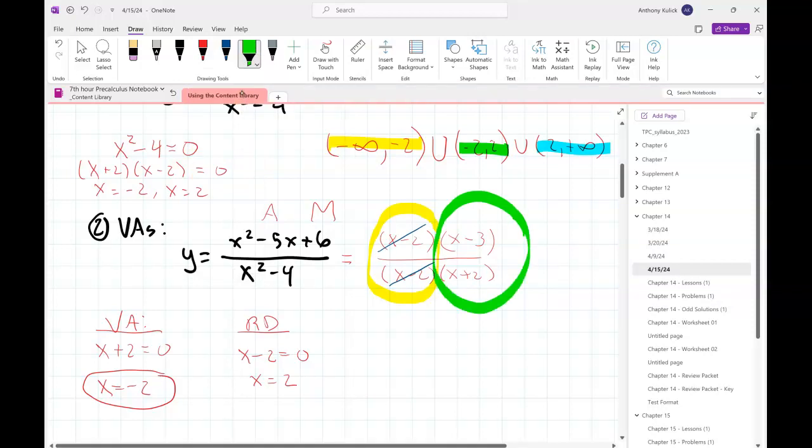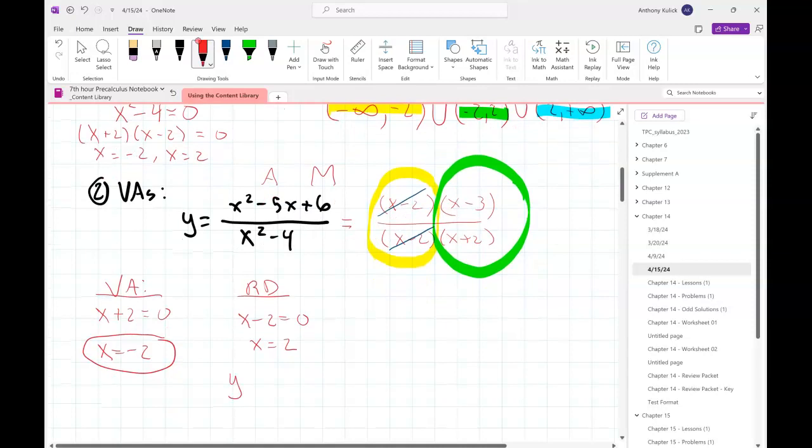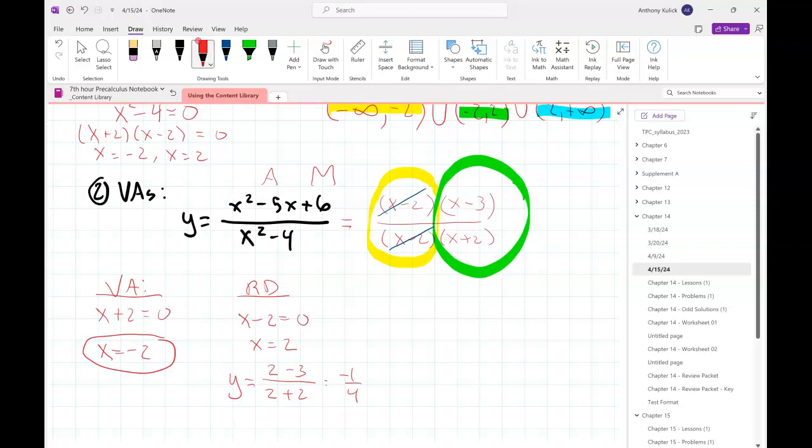I plug it into the reduced function. Right? That reduced function is y equals, since I've crossed off the x minus 2 term, I've effectively removed the discontinuity at 2, so I can find where that point would have been.